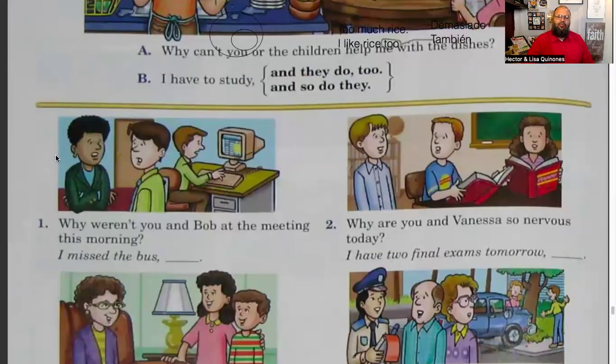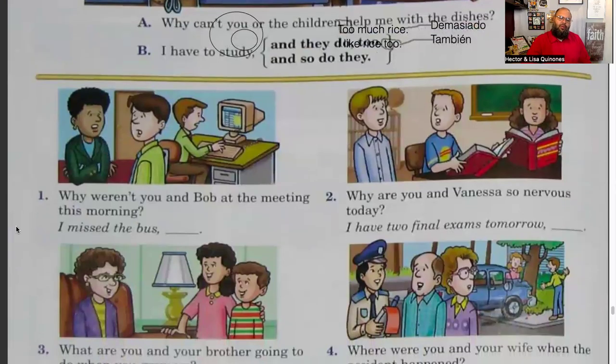Let's look at the example for number one. Why can't you or the children help me with the dishes? I have to study. And they do too. Or you could say, I have to study, and so do they. Why weren't you and Bob at the meeting this morning? I missed the bus. And so did he.